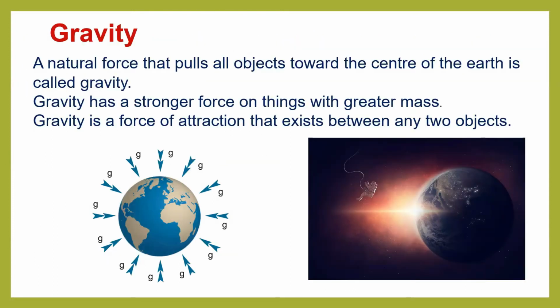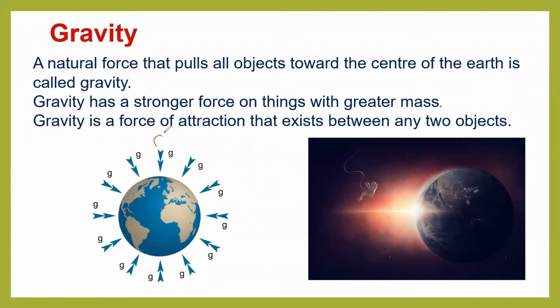After making a difference between mass and weight, we can talk about gravity. A natural force that pulls all objects towards the center of the earth is called gravity. Gravity has a stronger force on the thing with greater mass. So that means gravity is directly proportional to the mass. More the mass, more the gravity. Gravity is a force of attraction that exists between any two objects. It's any two objects. They could be small, they could be big, so the gravity exists between both.